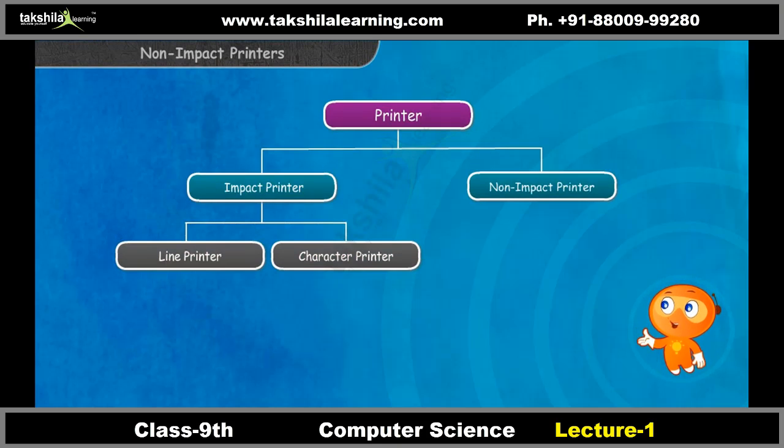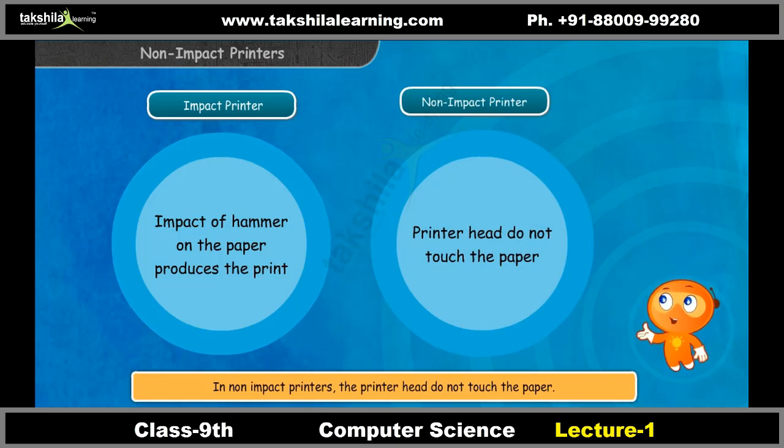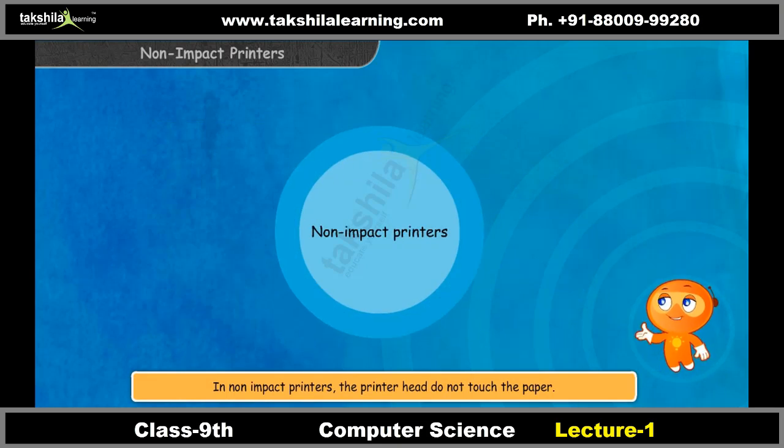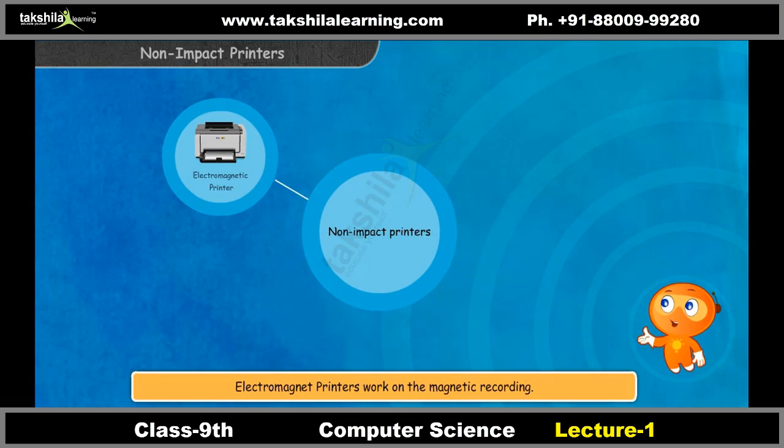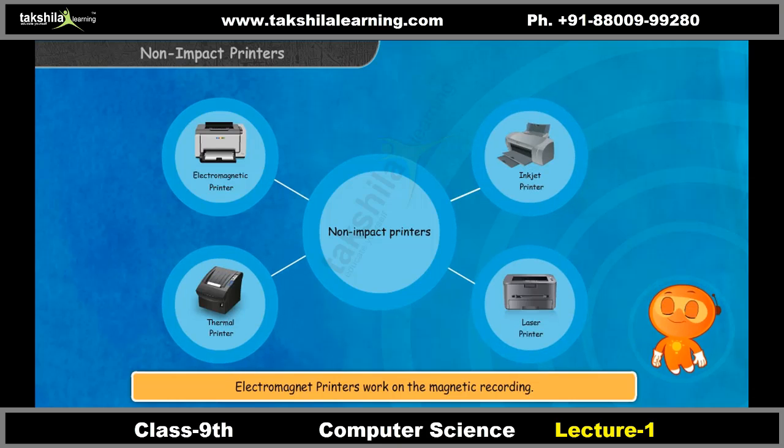Let us learn about non-impact printers. In impact printers, you learned that the impact of hammer on the paper produces the print. In non-impact printers, the printer head do not touch the paper. Non-impact printers are of type electromagnetic, thermal, inkjet, and laser.